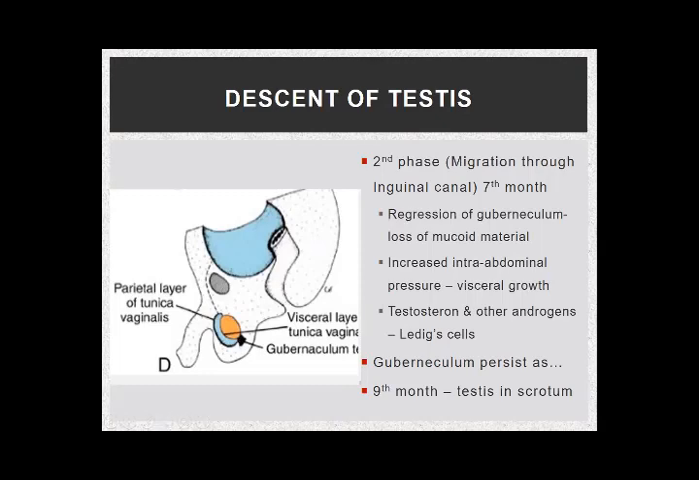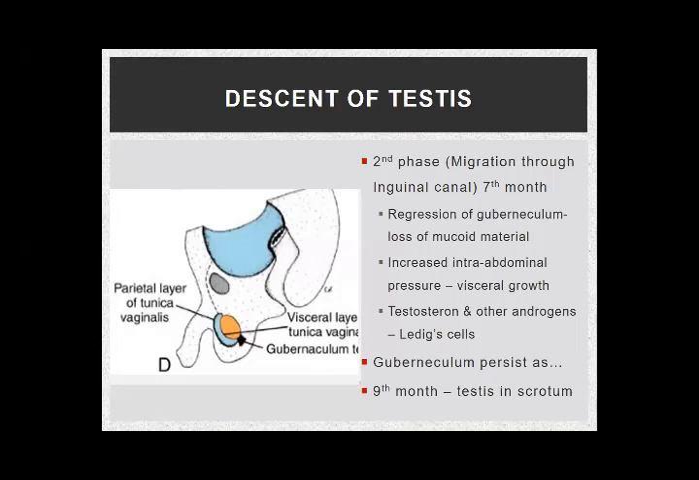Besides, the second factor is that testis, I told you, was developing in the abdomen. Now, different viscera begin to develop in the abdomen. As the viscera develop in the abdomen, the space in the abdomen decreases, intra-abdominal pressure rises. As a result, the testes are pushed down. Okay? Then, another factor, testis produces hormones, testosterone, produced by interstitial cells of Leydig. The other day we discussed this. Plus other androgens, they are also secreted. They promote the descent of the testis.